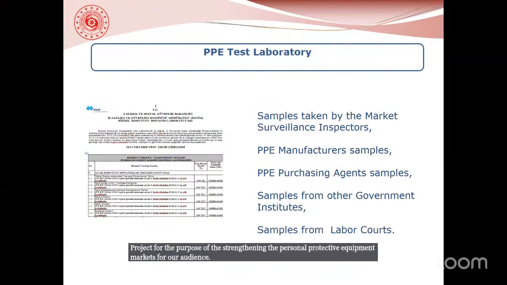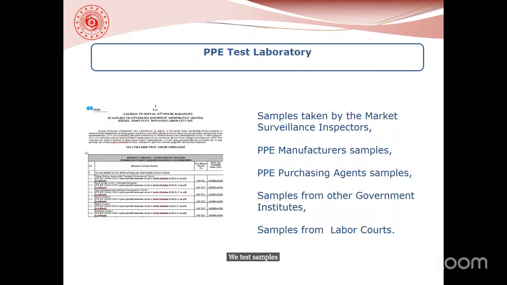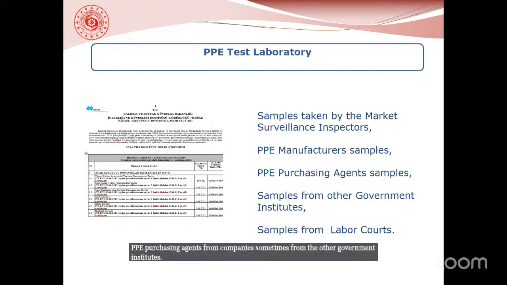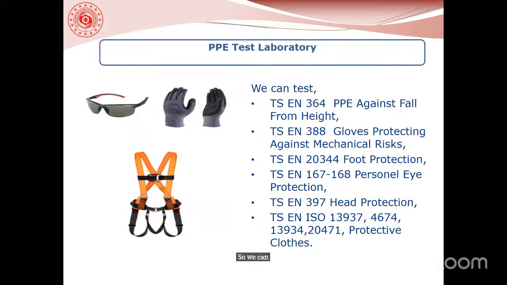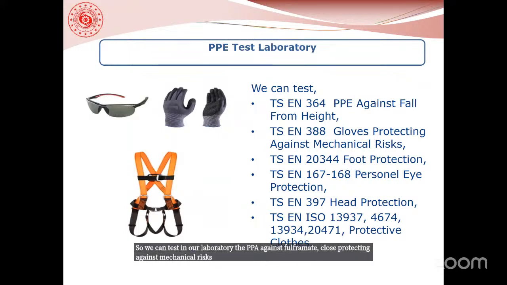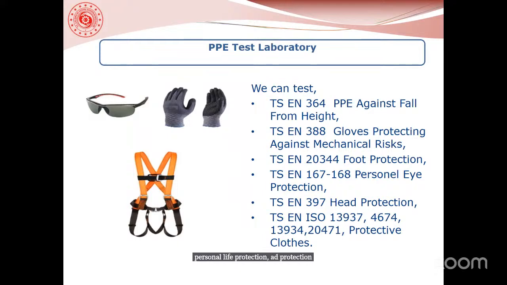We test samples taken by the market surveillance inspectors, sent by PPE manufacturers, PPE purchasing agents from companies, samples from other government institutes, and samples from the labor courts. We can test in our laboratory PPE against fall from height, gloves protecting against mechanical risks, foot protection, eye protection, head protection, and some protective clothes.